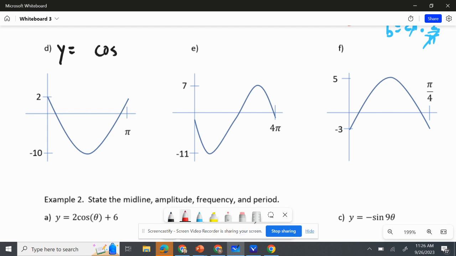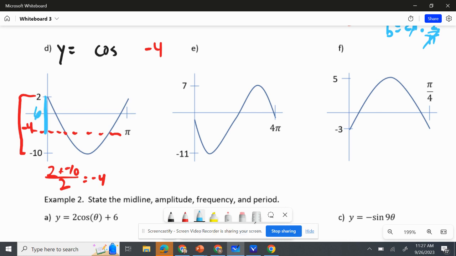Next, I'm going to find my midline. I have the 2 and the negative 10. If I add them up and divide by 2, it'd be negative 8 divided by 2, which is negative 4. So that means my midline is somewhere at negative 4. In order to find my amplitude, it's from negative 4 to the peak, which is a distance of 6.